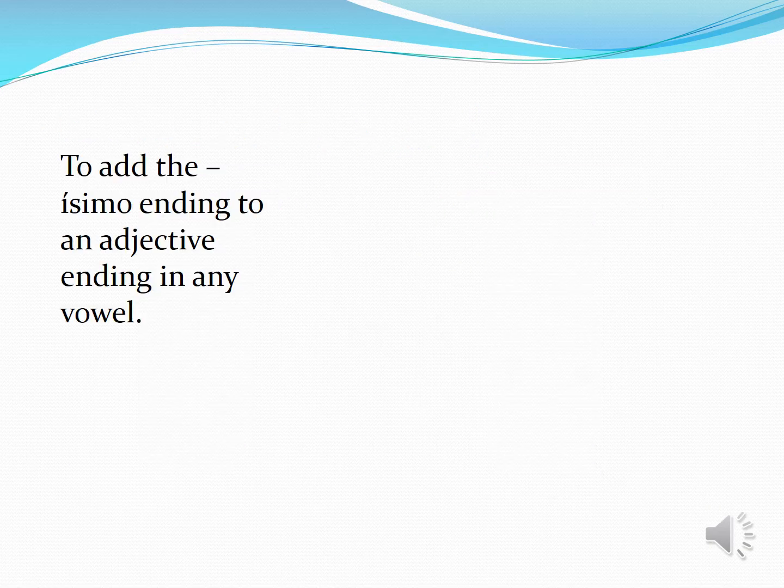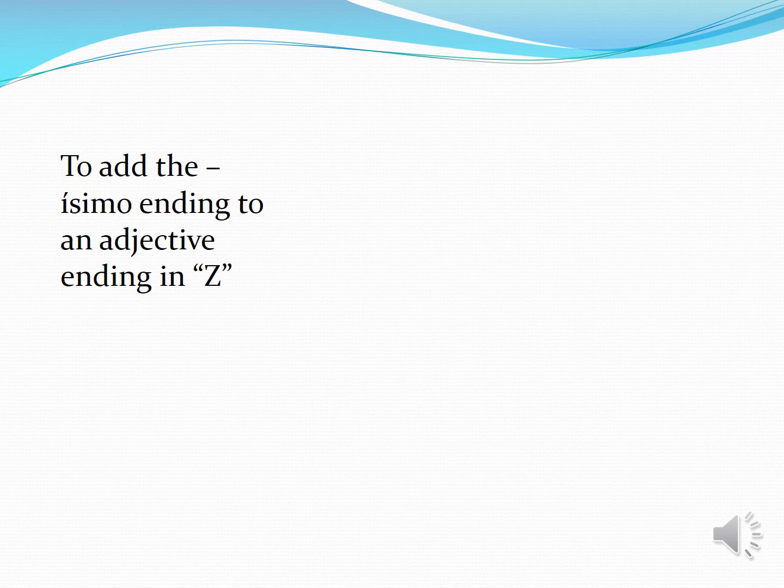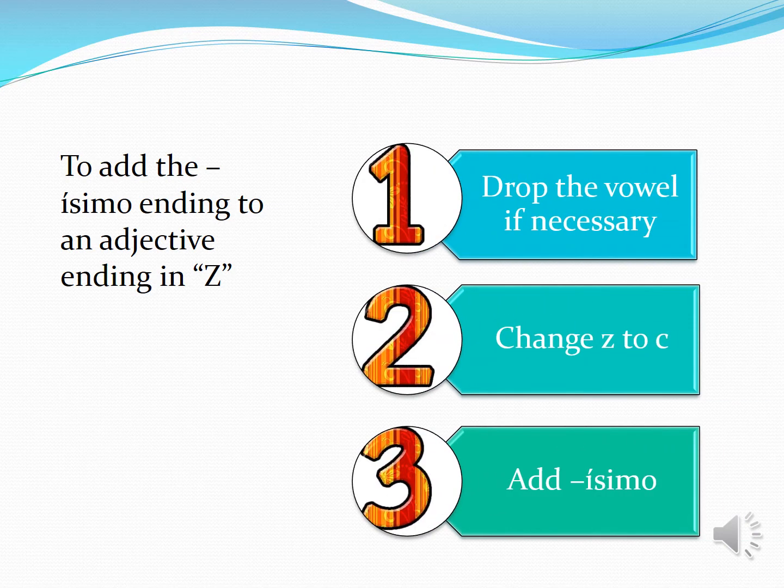So to add the issimo ending to an adjective that ends in any vowel, A, E, I, O, U, the first thing you have to do is drop the vowel, and then you just add issimo to it. So if our adjective ends in Z, we have to do an extra step. First, we have to drop the vowel if necessary. And if we drop the vowel and there's a Z, we change the Z to C, and then we add issimo. If we have an adjective like feliz that already ends in Z, we just start at step 2, and we change the Z to C, and then we add issimo.